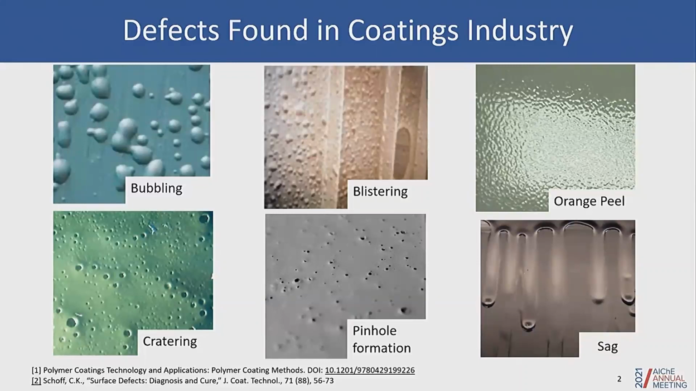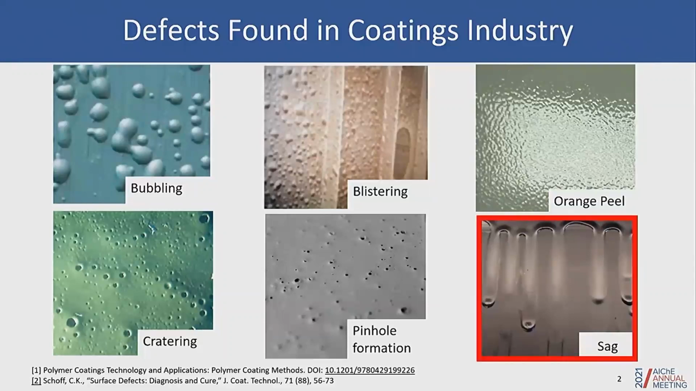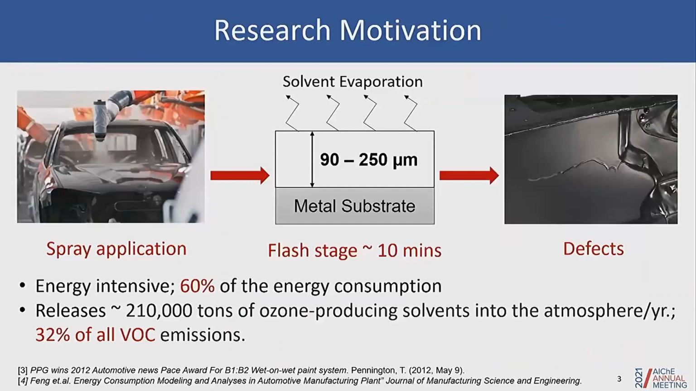These flow-driven instabilities could happen due to surface tension flows, which is the case for orange peel deformations, or they could simply happen due to gravitational-driven flows, which is the case for sag defects. And in this work, we're interested in understanding the complex relationship between the rheology and kinematics and the phenomena that leads to sag in automotive coatings. And sag, as you can see from this image, leads to material accumulation down the incline and the formation of a non-uniform surface.